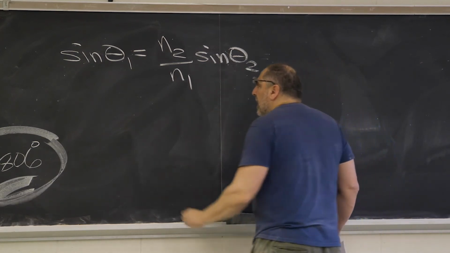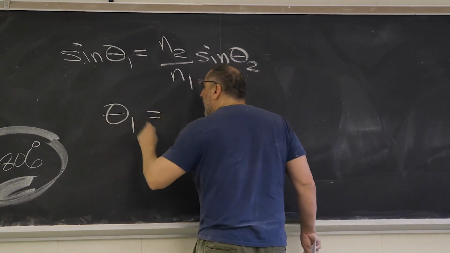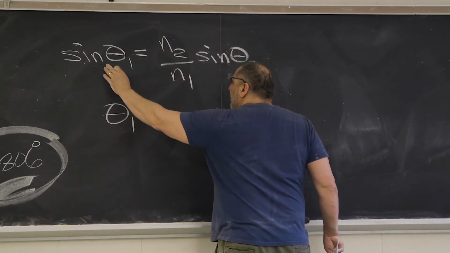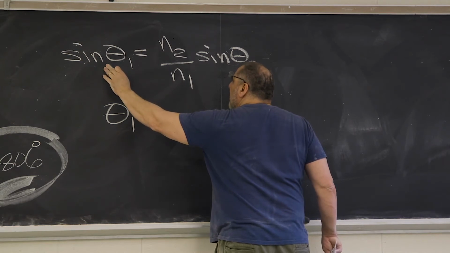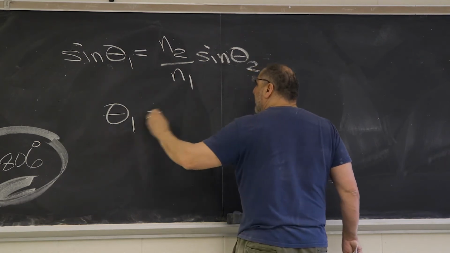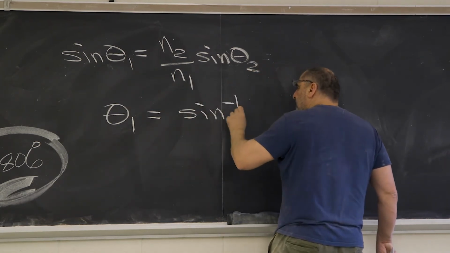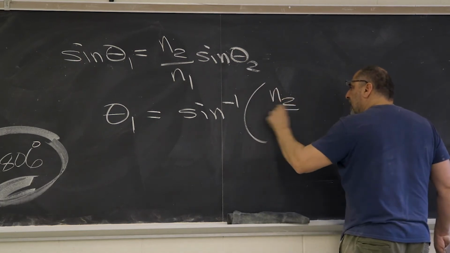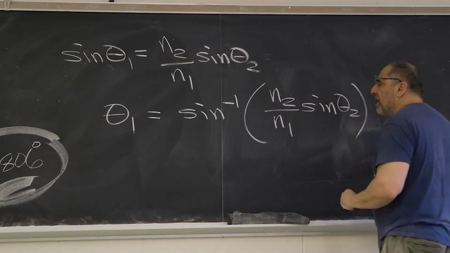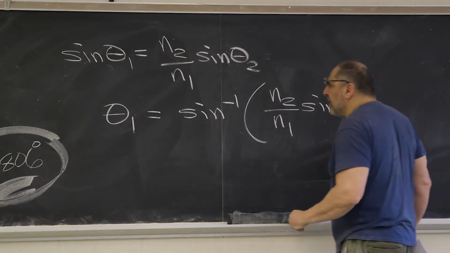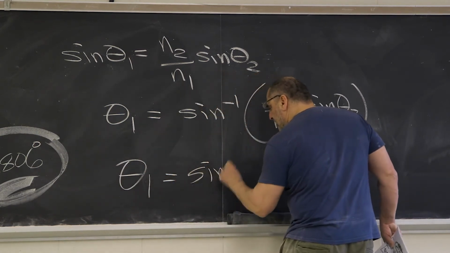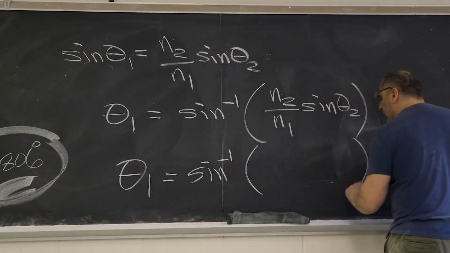Sure. Can you take theta 1? What's the inverse sine of the sine of theta sub 1? It's theta sub 1. The inverse sine of this gives you theta sub 1, yeah, that'll get you there. Let's see what you got. You got the inverse sine, and here goes.